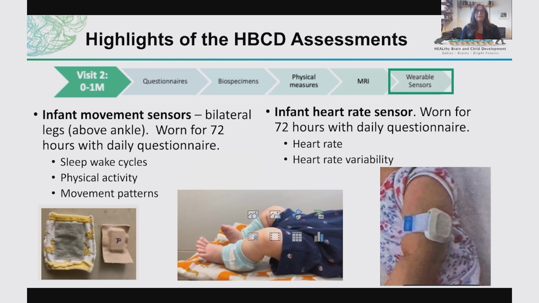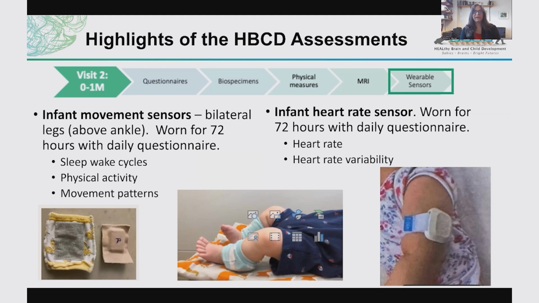And these are shown on the left of your screen here. So they're worn on each leg right above the ankle. They're worn for 72 hours. Parents complete a daily questionnaire about the child's activity during that time.